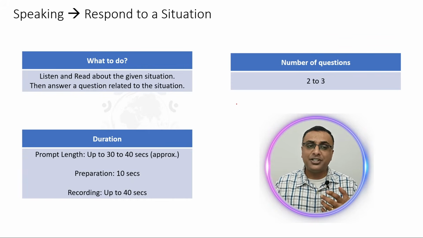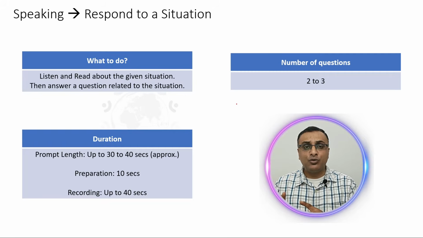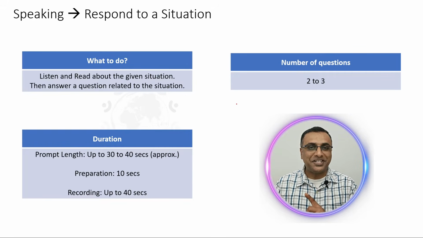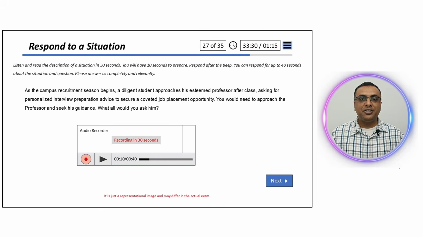Next, coming to the duration, the prompt length, including the preparation time, could be anywhere between 30 to 40 seconds. After the beep sound goes on, after the preparation time, you will get 40 seconds to respond to this particular question. Now let's look at the representational image of respond to a situation question.